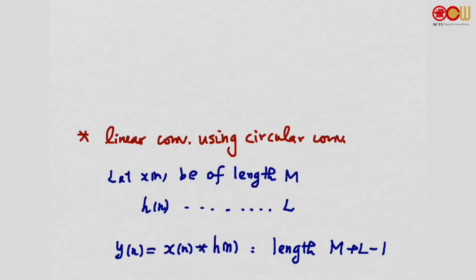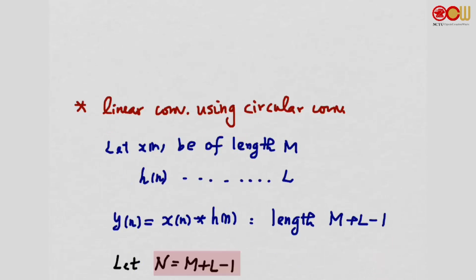Now let's state the result more generally of a linear convolution using circular convolution. Suppose x is a sequence that has length m, and h is a sequence of length l, and y is the linear convolution of the two. Then the length of y will be m plus l minus 1. Well, we will leave this as an exercise, that the length of y is indeed m plus l minus 1. Now let's call the length of y to be n. N is m plus l minus 1.